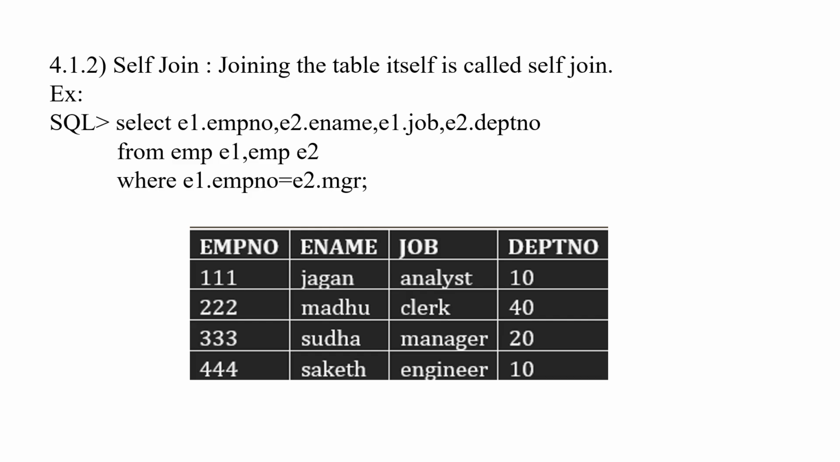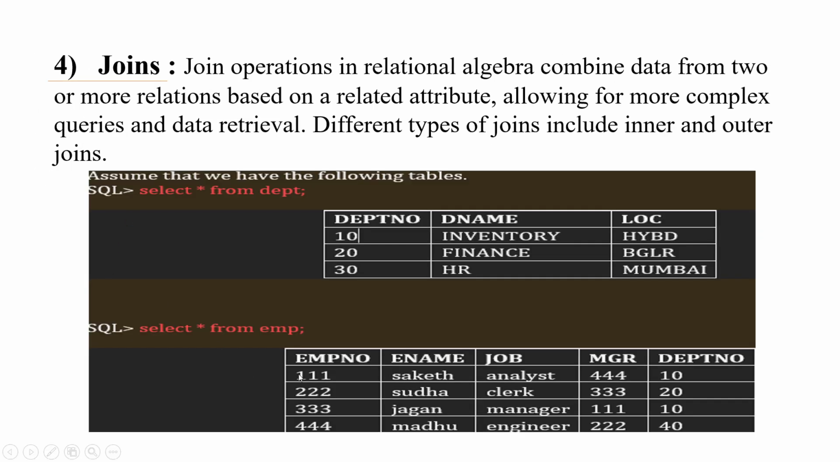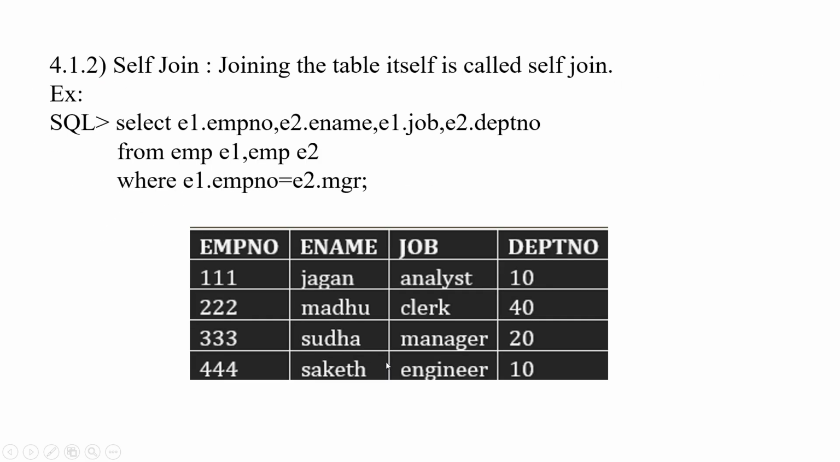Select e1.employee, e2 is the second table, e2.ename, e1.job, e2.department number. From employee e1, emp e2, where e1.employee number is equal to e2.mgr. If employee number equals e2.mgr, then the values are returned, like employee name and employee number, which are there in the select clause.